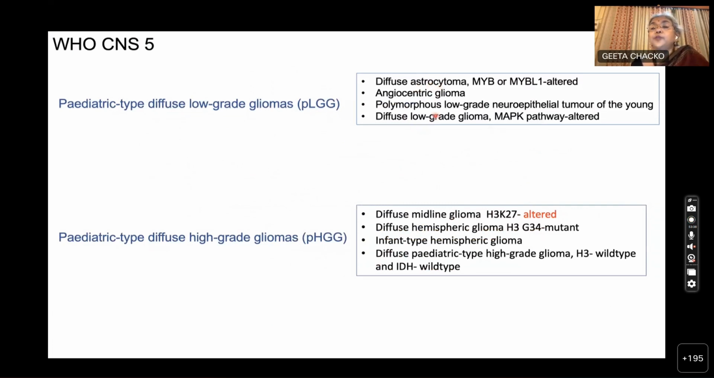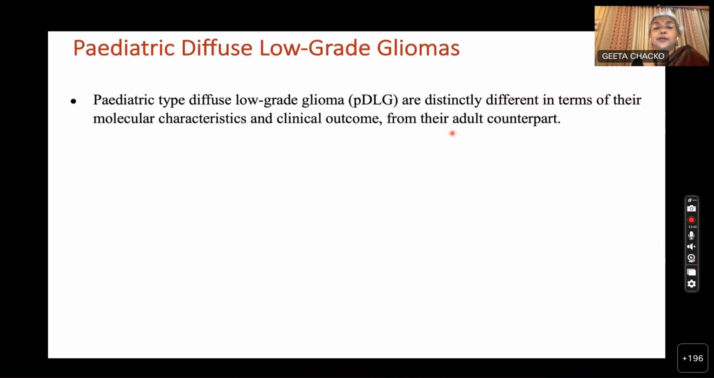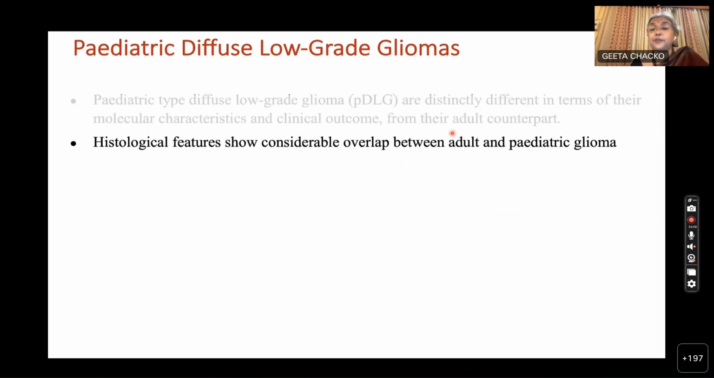The four low-grade tumors that are described are the diffuse astrocytoma, MYB or MYBL1 altered, the angiocentric glioma, the polymorphous low-grade neuroepithelial tumor of the young, and the diffuse low-grade glioma, MAP kinase pathway altered. So why were they separated out? Because in the past, I'm sure that I myself would have called these tumors oligodendrogliomas in a child. But now we know differently. It is because they have different molecular characteristics, different clinical outcomes, and a lot more has been done to study these to know that they are a completely different tumor.